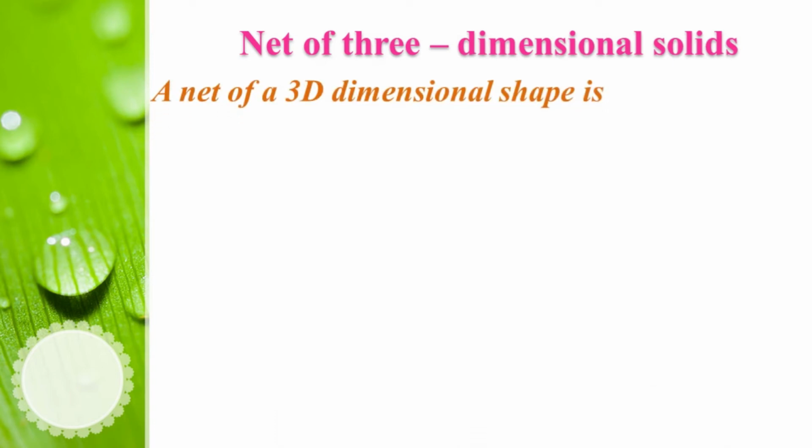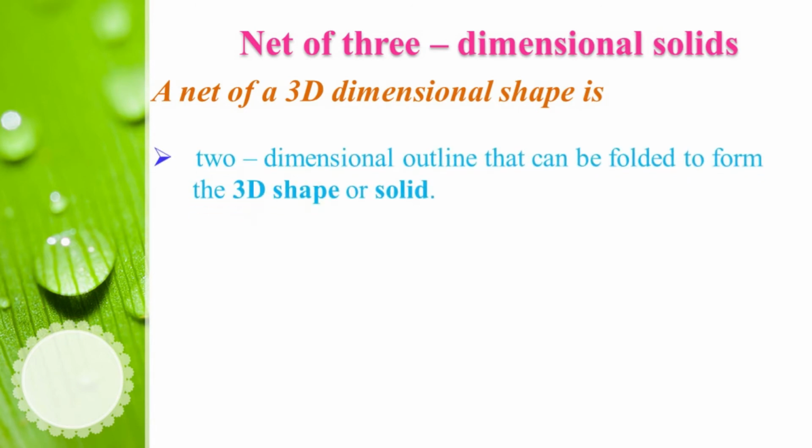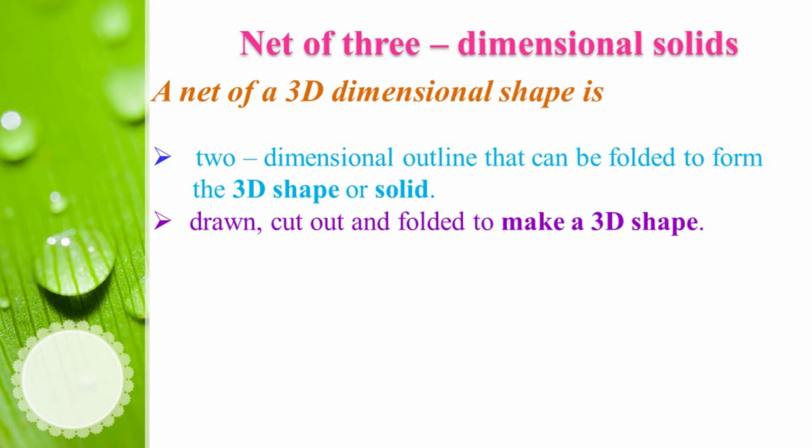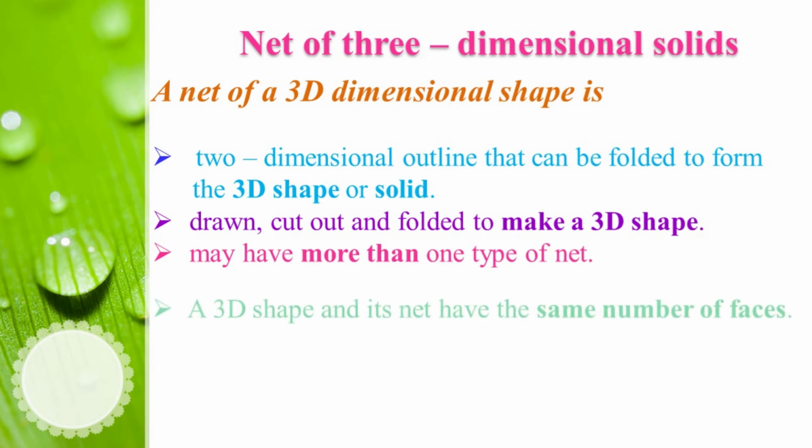Net of three-dimensional solids. A net of a three-dimensional shape is a two-dimensional outline that can be folded to form the three-dimensional shape or solid. A net can be drawn, cut out and folded to make a three-dimensional shape. It may have more than one type of net.